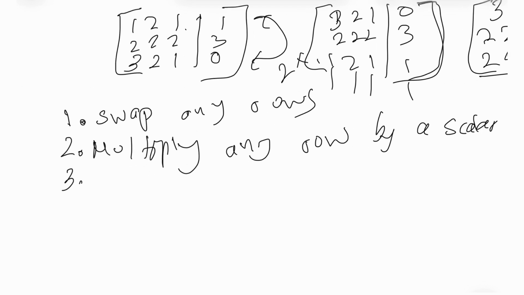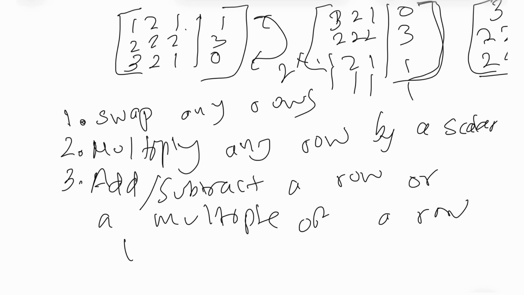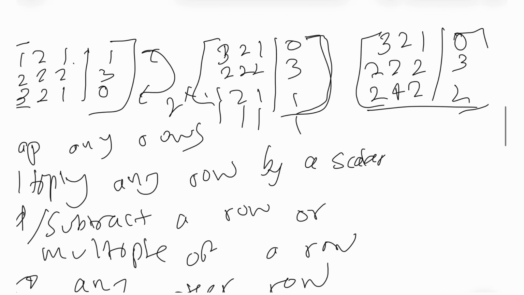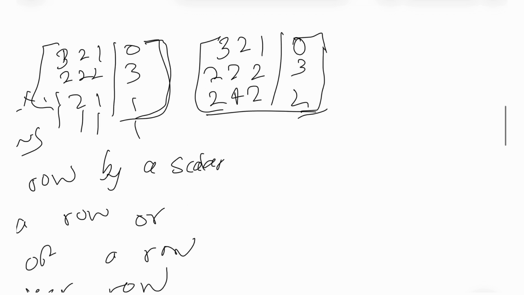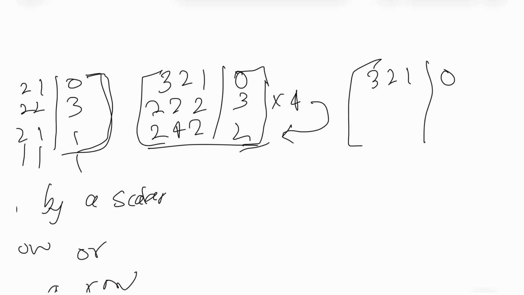Last one. This is the key rule that is used a lot. You can add or subtract a row or a multiple of a row to any other row. So I can take any row here, multiply it by whatever I want, and then add or subtract it to any other. Let's say I want to take the second row, multiply it by 4, and then subtract it from the last. First row stays the same. Second row multiplied by 4, I'll get 8, 8, 8, 12.